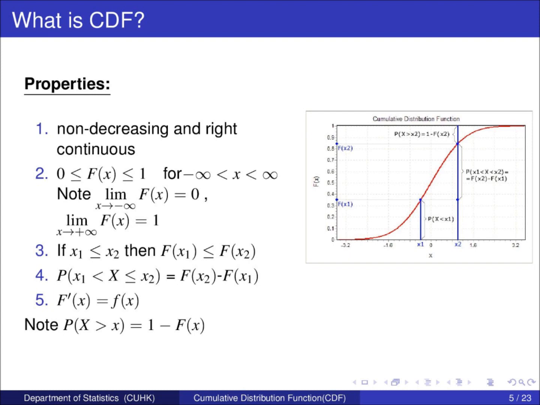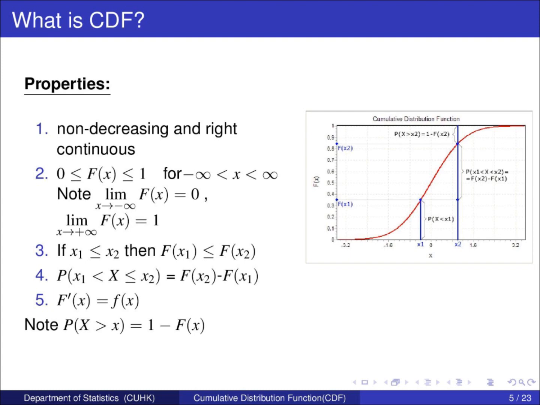Second, CDF is bounded between 0 and 1 for all x. That is, for x tends to negative infinity, Fx will tend to 0, and for x tends to positive infinity, Fx will tend to 1. Third, from property 1, since it must be non-decreasing and right continuous, if we know x1 less than or equal to x2, then we also know F(x1) is less than or equal to F(x2).